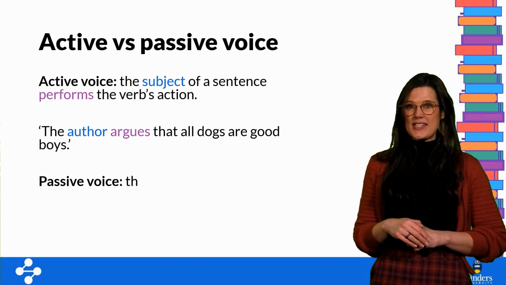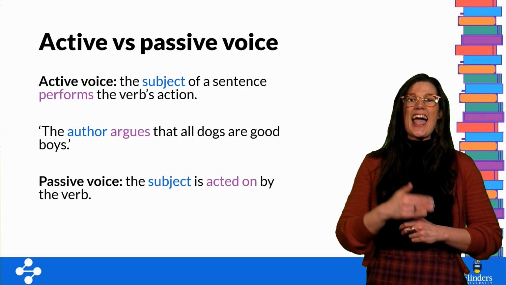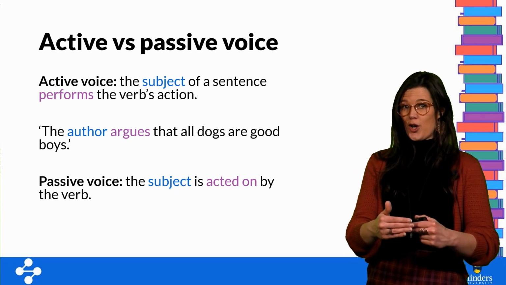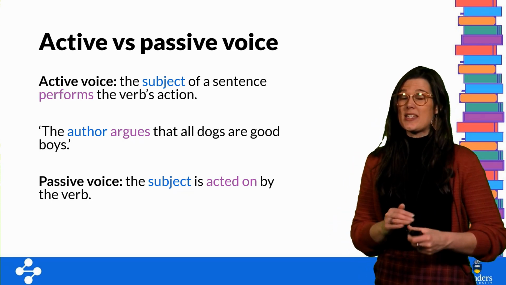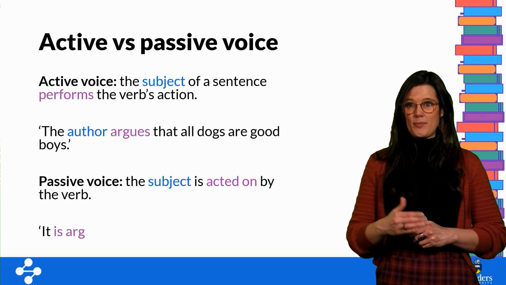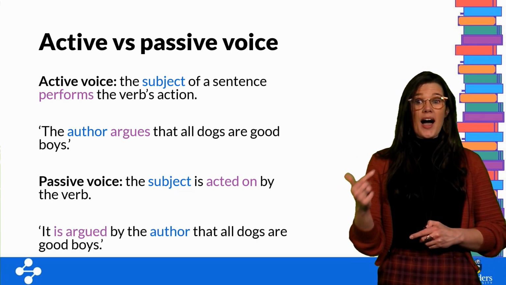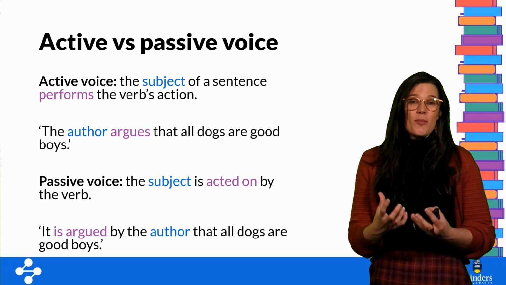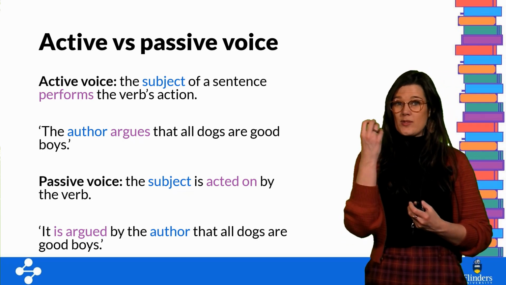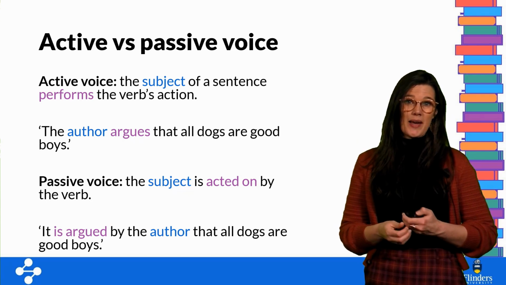In the passive voice, however, the subject is acted on by the verb. So the verb is doing something to the subject of the sentence. For example, it is argued by the author that all dogs are good boys. And so in this module, we're going to break down why we might use the active voice and why we might use the passive voice.